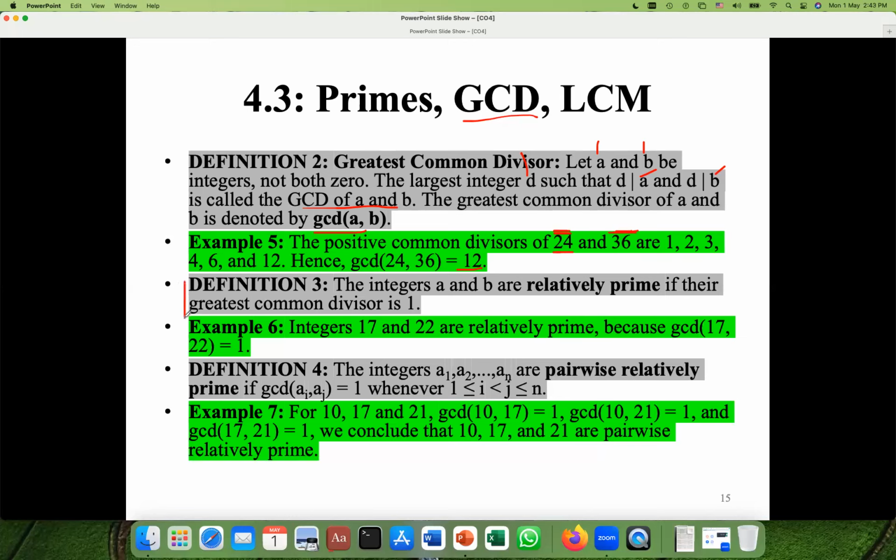Now we have another definition, relatively prime. We will use this concept of GCD in some other dimensions. We are not going to find the GCD again as you already did in your early childhood classes, but we are now going to use this concept in other things. So now we have the definition. What is relatively prime? You have seen what is prime, but now we are going to see what is relatively prime.